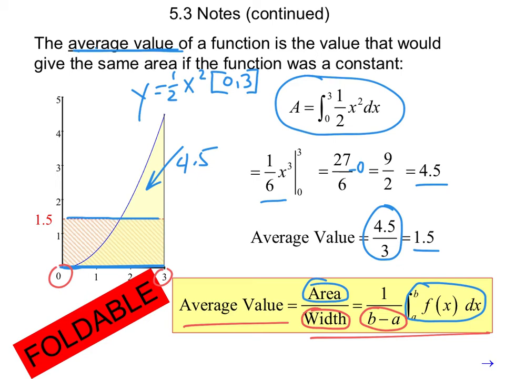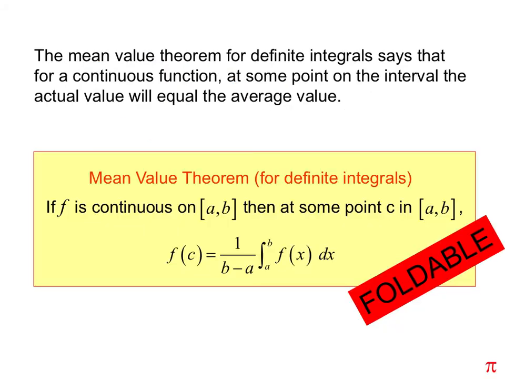Here, some point within my interval, the actual function value will equal the average value. And that would be this value of c right there. Okay. So the mean value theorem for definite integrals says that for a continuous function, at some point in the interval, the actual value will equal the average value. So if I go back, that is my mean value theorem for definite integrals. This goes on your foldable as well.